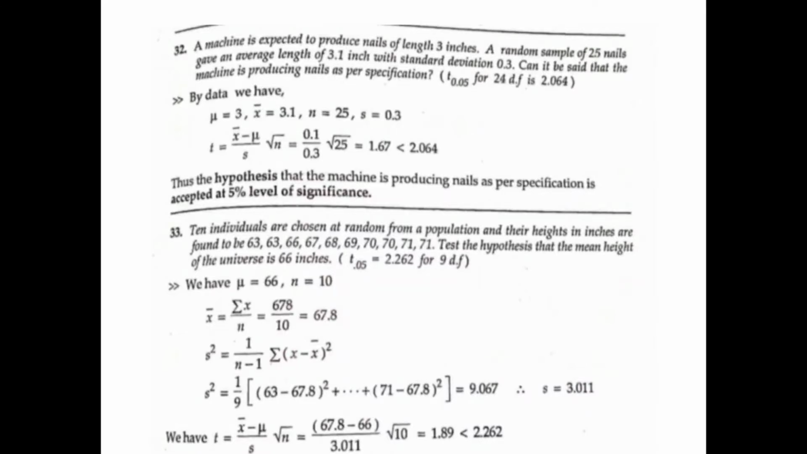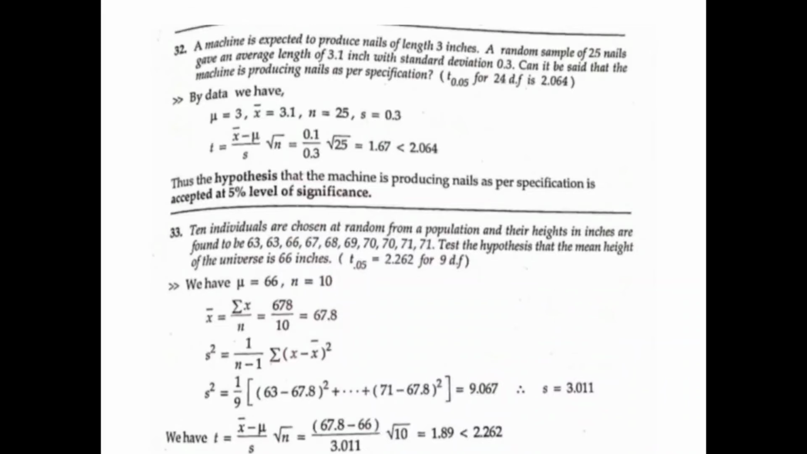Hence we can compare here. Comparing here, we get our t calculated is less than the critical value. And I told you already in my theoretical part, whenever the t calculated is less than the critical value, you got to accept the hypothesis. Hence, what do we say here? The final inference goes like this. The hypothesis that says the machine is producing nails as per specifications is accepted.